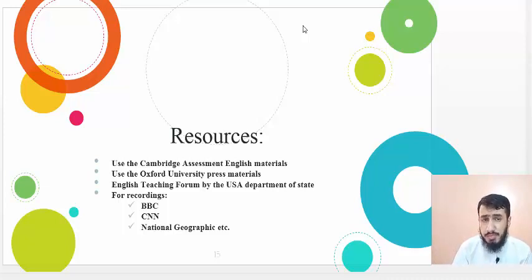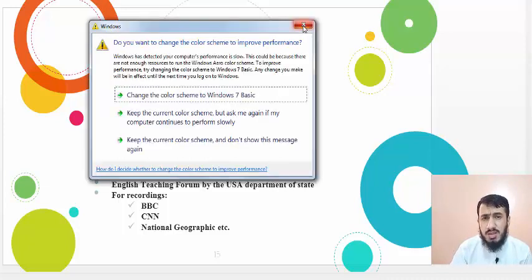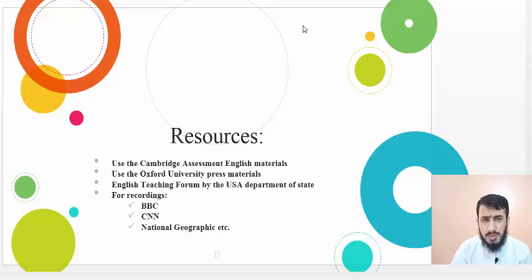The best resources that I found are the Cambridge Assessment English materials for English learners, the Oxford University Press materials, and then the US Embassy has also created a website that they call English Teaching Forum. These are the best forums for English teaching and learning, and if students use these websites, I think they can benefit the most, and they can learn native speakers' English. And for audio and video recordings, they can simply go to BBC, CNN, National Geographic, etc.